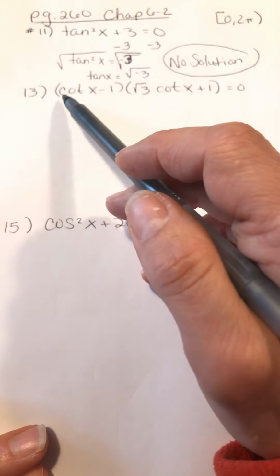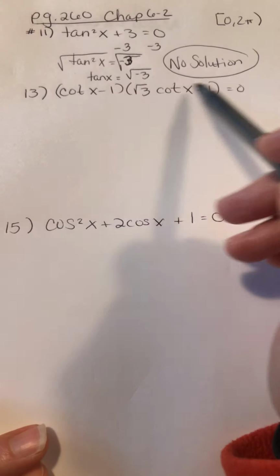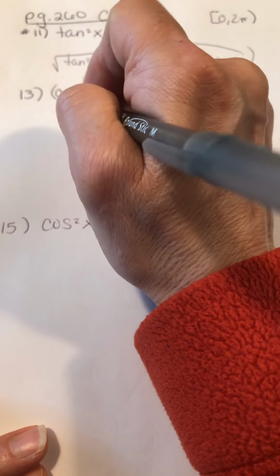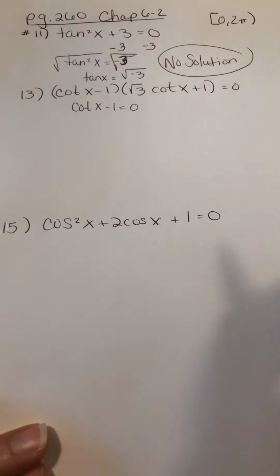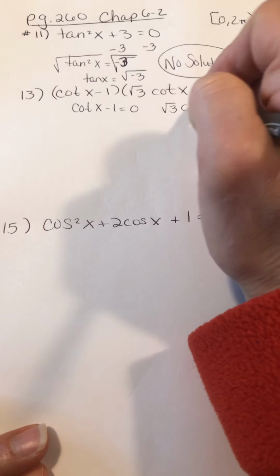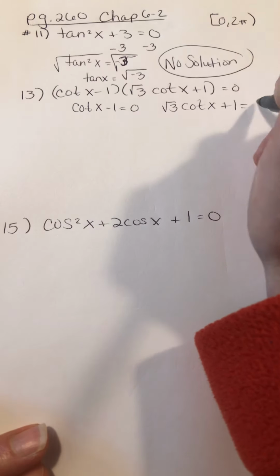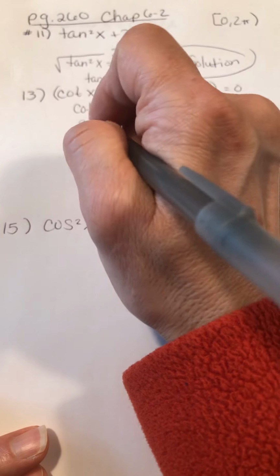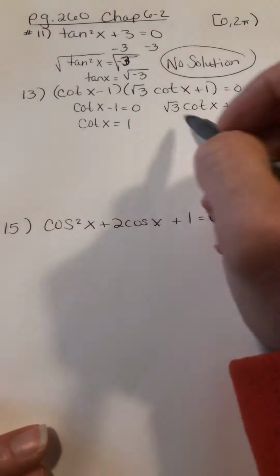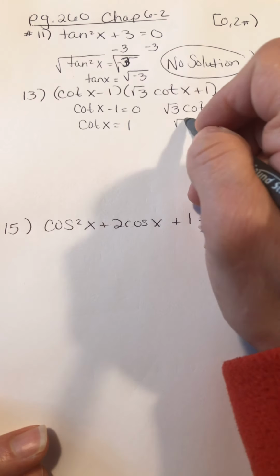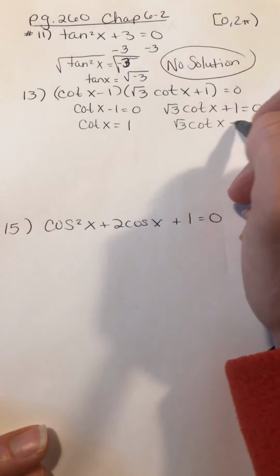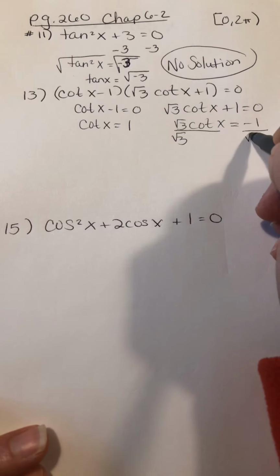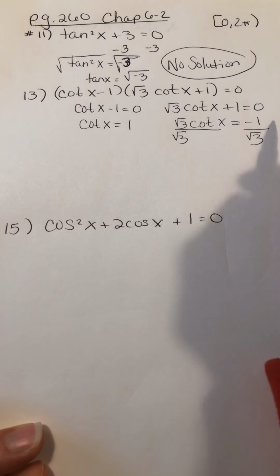So when a problem is factored, we can simply use our zero product rule and set each factor equal to 0. So our cotangent of x minus 1 equals 0, and rad 3 cotangent of x plus 1 equals 0. And now we can solve both equations here separately. We have cotangent of x equals 1 on the left, and over here we have rad 3 cotangent of x equals -1, and we're going to divide by the radical 3 in order to isolate here.